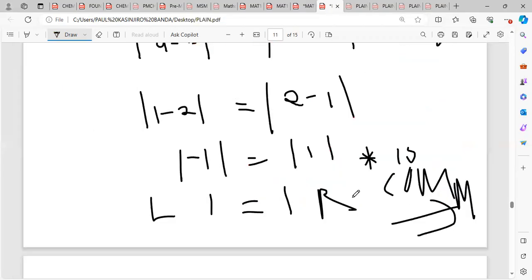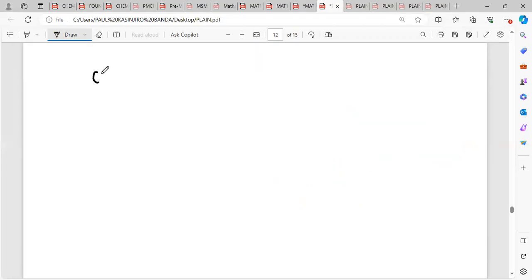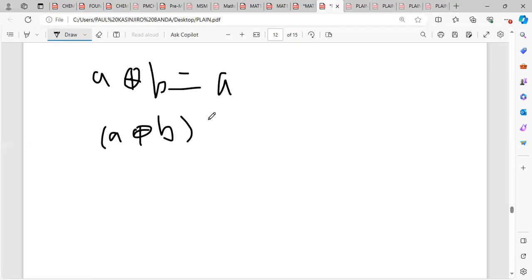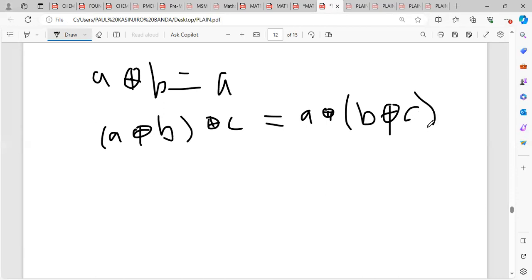So let me go back to my board. A crossed circle B is just equal to A. Then what is the rule for associativity? A crossed circle B in brackets, crossed circle C, should be equal to A crossed circle, then B crossed circle C in the brackets. So you have something like that.